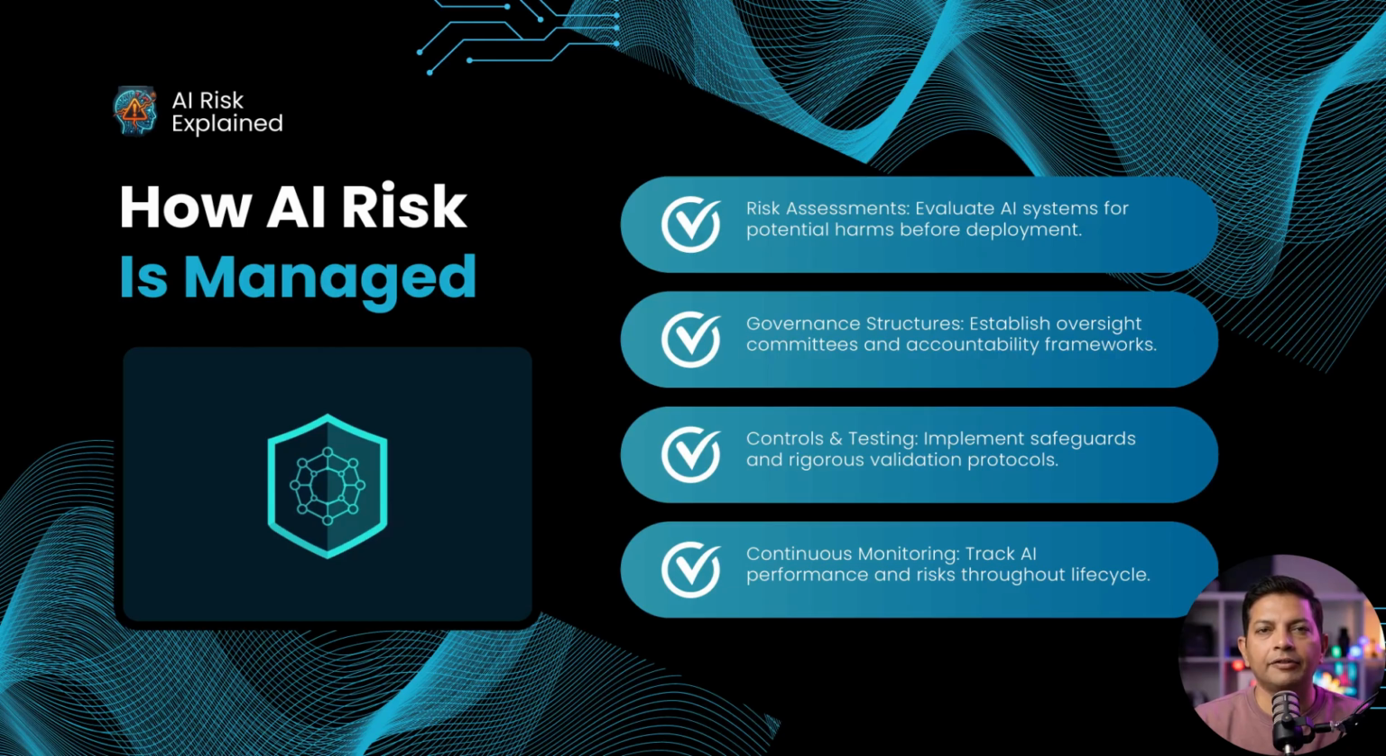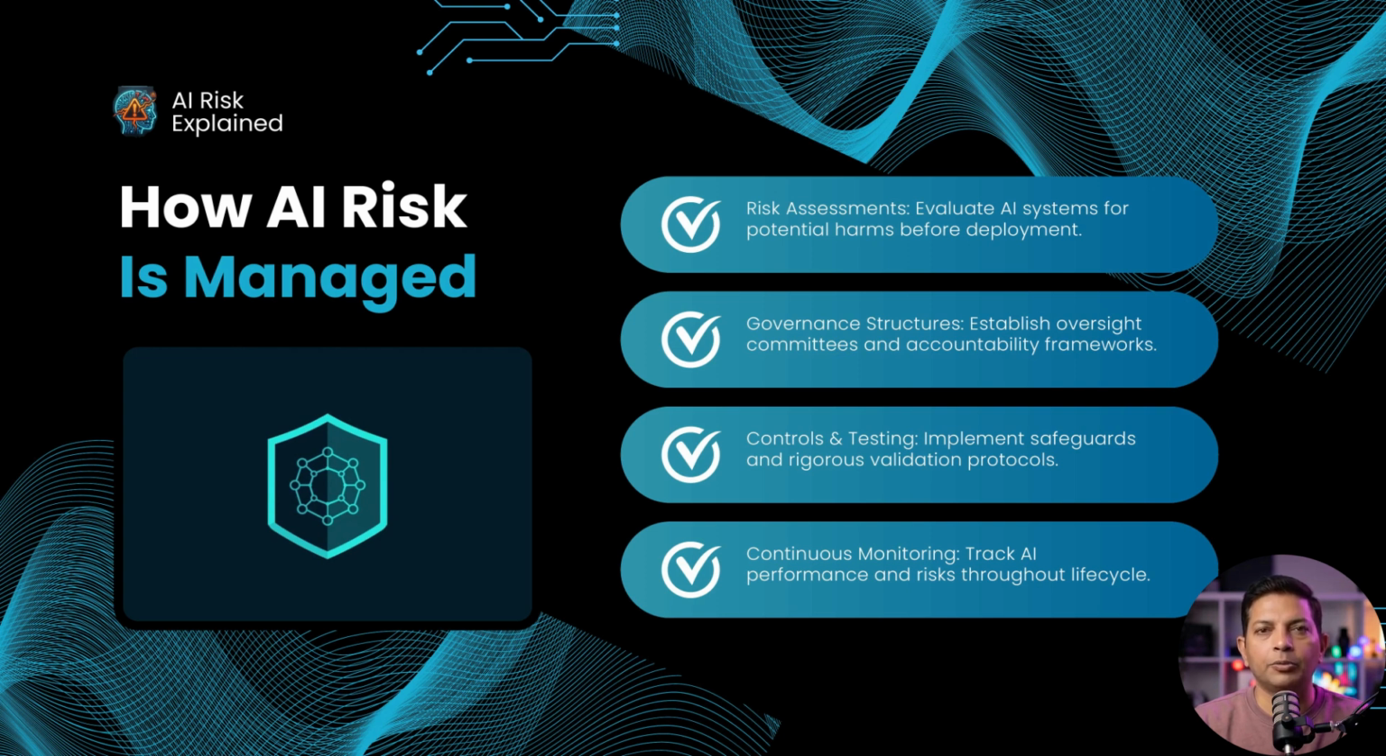To manage AI risk effectively, organizations are adopting structured approaches. One of the key steps is conducting AI risk assessments. This involves identifying potential risks, evaluating their impact, and deciding how to mitigate them. Organizations are also setting up governance frameworks. This means defining roles and responsibilities, establishing policies, and ensuring oversight of AI systems. Controls are then implemented to reduce risks. For example, bias testing, access controls, and validation checks.